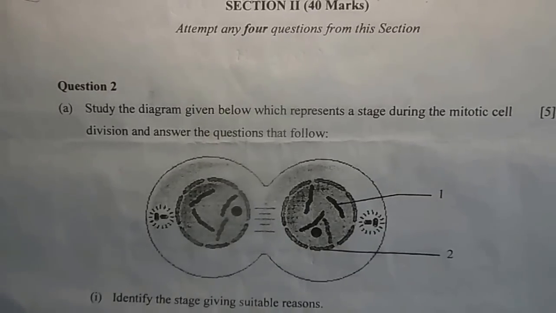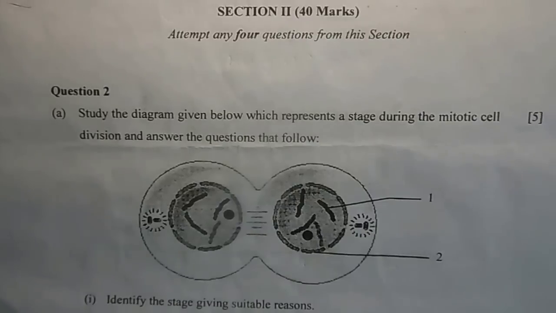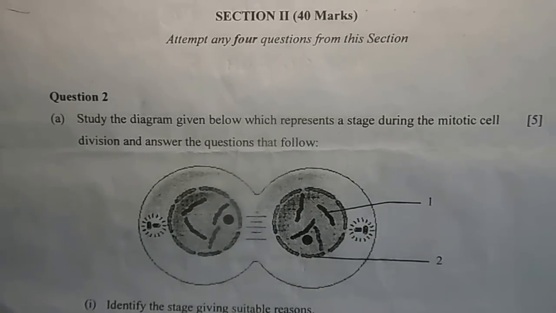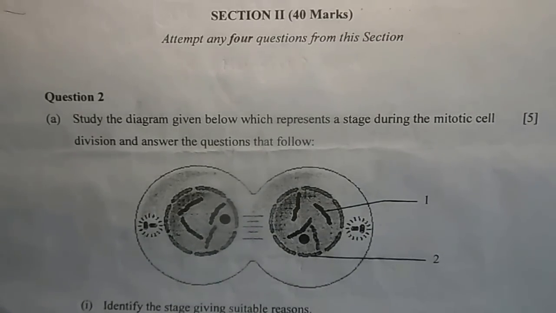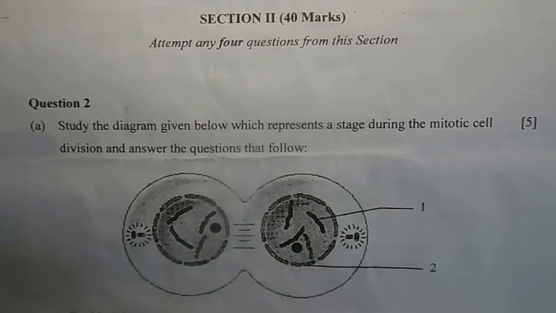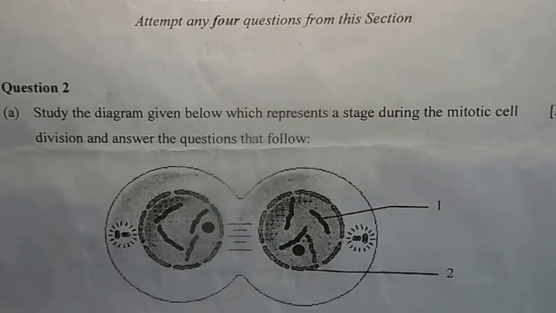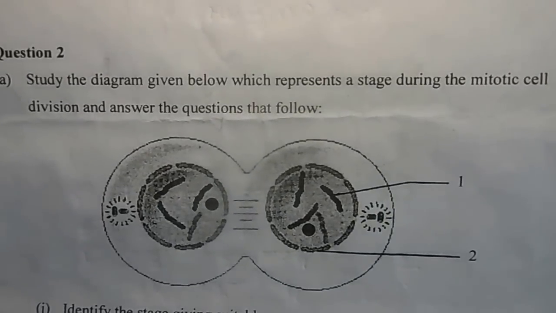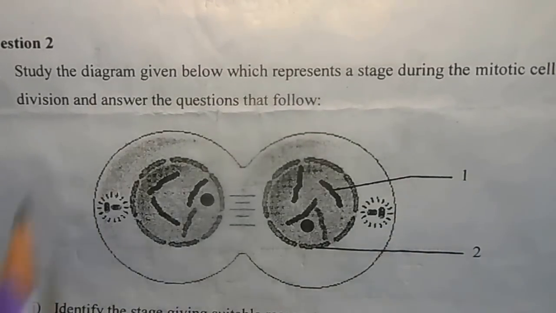In the second section of your biology question paper, you have to attempt any 4 questions, but I'm going to solve all the 6 for you. Okay, so let's start with question number 2. A diagram has been given to you and there are several questions. The first question is to identify the stage given above.